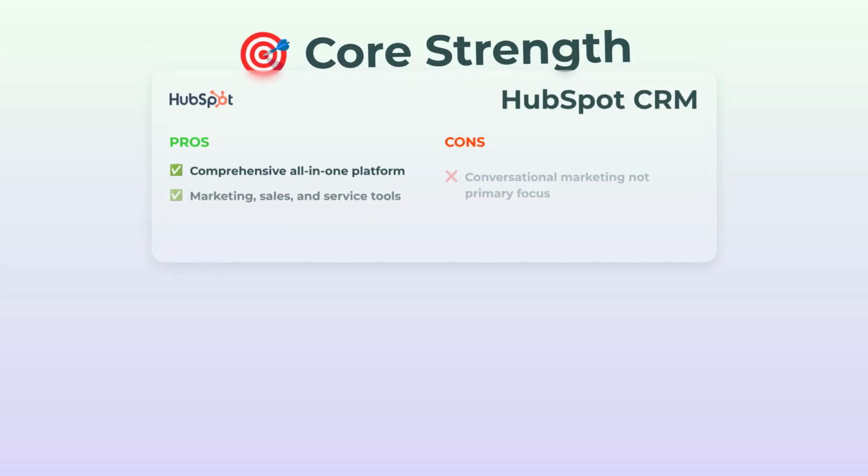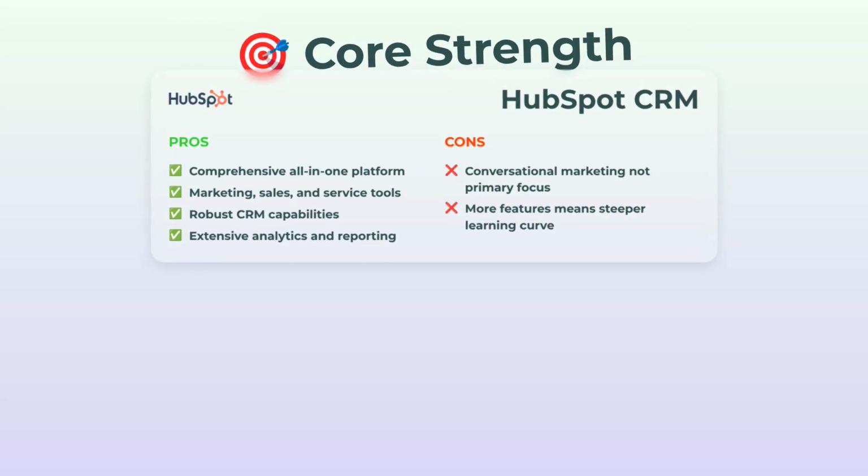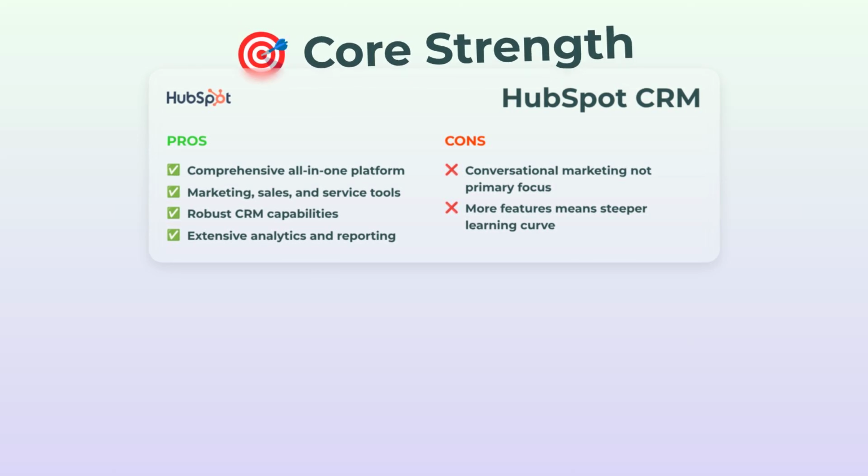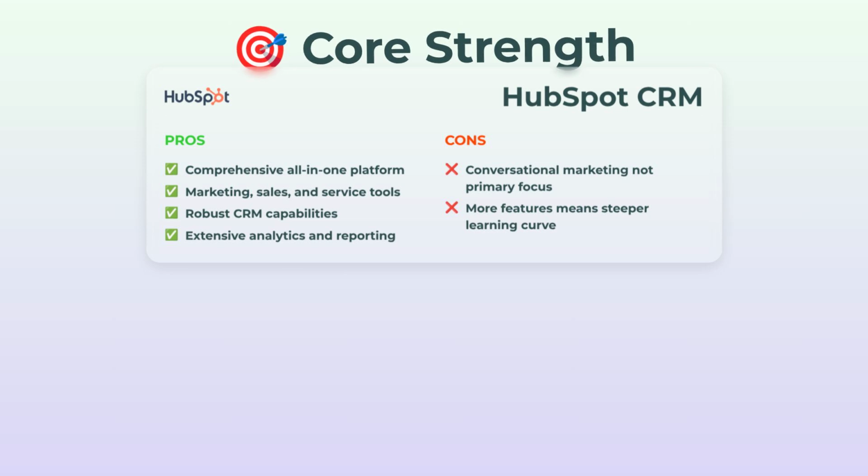Next up, core strength. HubSpot CRM is, honestly, like your command center. It's got everything: marketing, sales, service, analytics, you name it. But here's the thing: conversational marketing isn't its headline act. So if you want deep chat features, that's not its strongest suit.